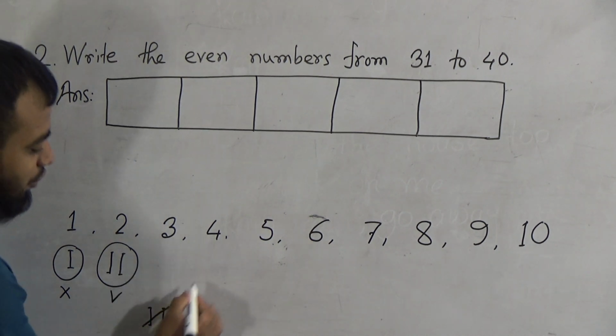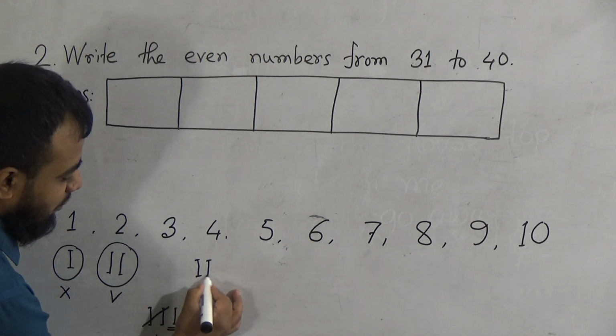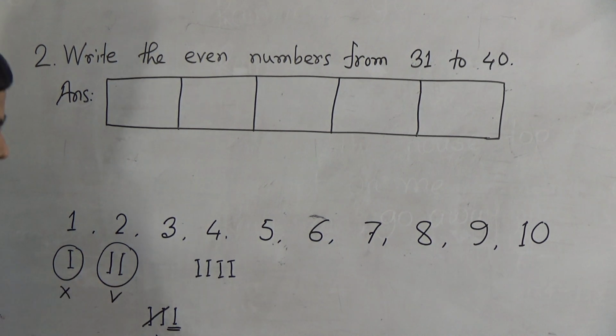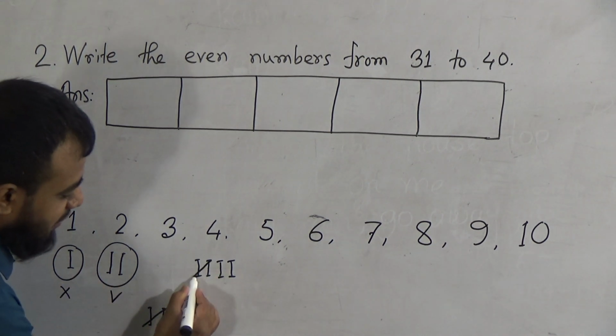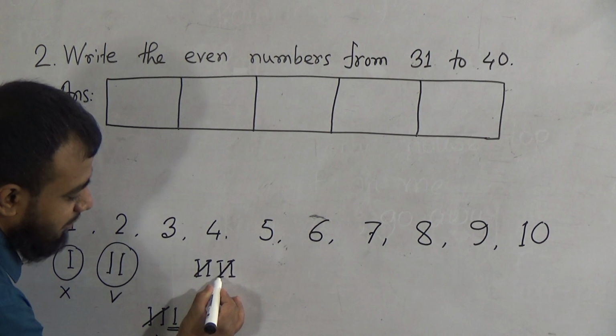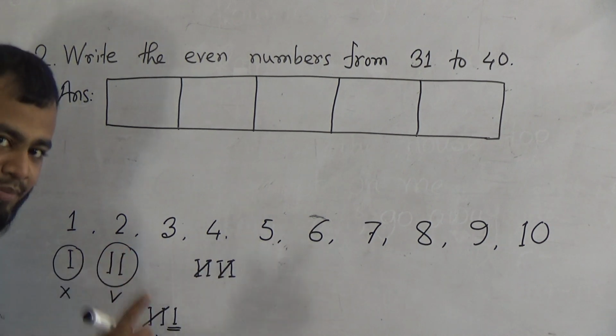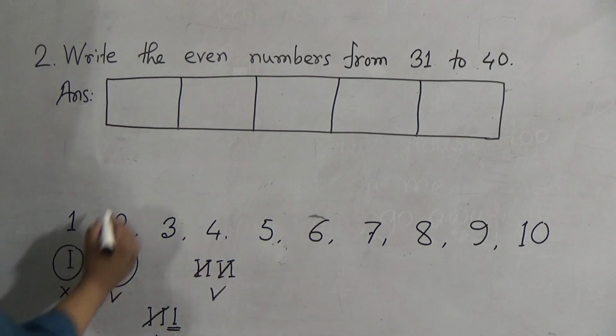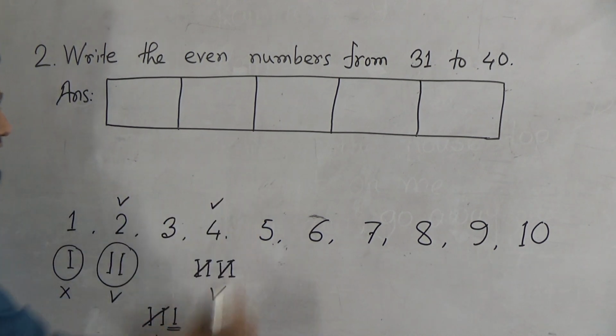Now number 4, its sticks will be 1, 2, 3, 4. It's 4 sticks. Now in 4 sticks, these 2 sticks can make a pair and these 2 sticks also can make a pair. So 4 can make pairs. That is why 4 is an even number. 2 is an even number, 4 is also an even number.